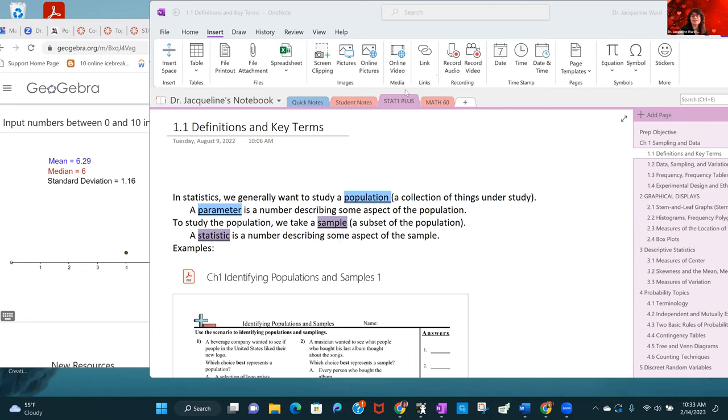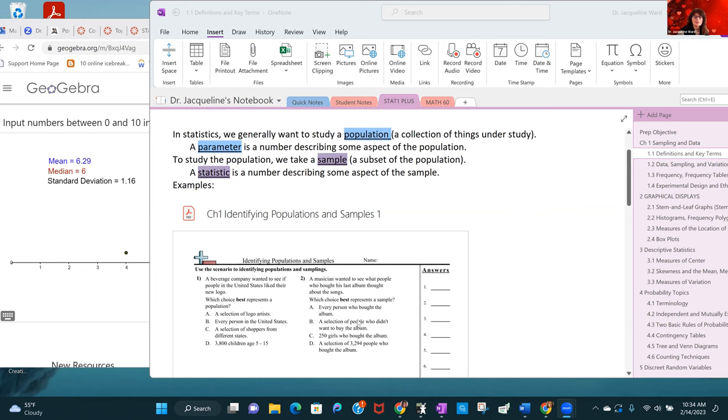One way I really help myself to remember this is the first letters here, right? Parameter is for population and statistic is for sample. They begin with the same letter. So that's pretty helpful. And we need to be able to be clear, right? What's the difference? What is our population? What is our sample? And are we discussing a parameter or a statistic? So these words now are very, very precise. All right.